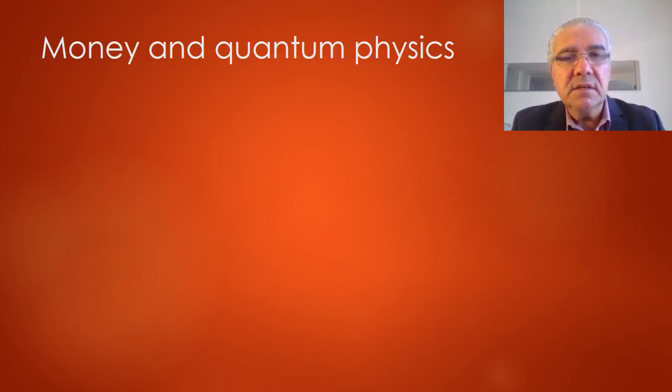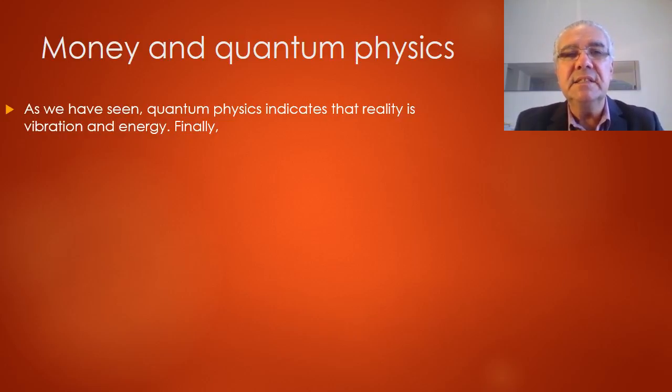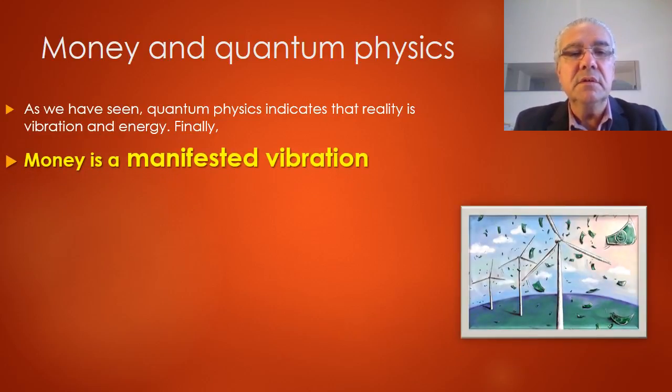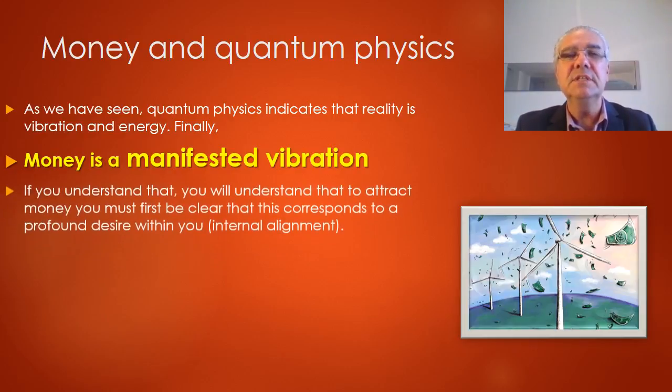So let's wrap this course together. The topic of the course was about money and what is money, and we looked at this final lecture, which is about quantum physics and vibrations. So quantum physics indicates that all of reality is vibration and energy. So guess what? Money is also a manifested vibration. That's really interesting, because if we understand that money is a manifested vibration, then in a way we have, as the observer, some power over being in resonance with the vibration of money, which is an interesting proposition.